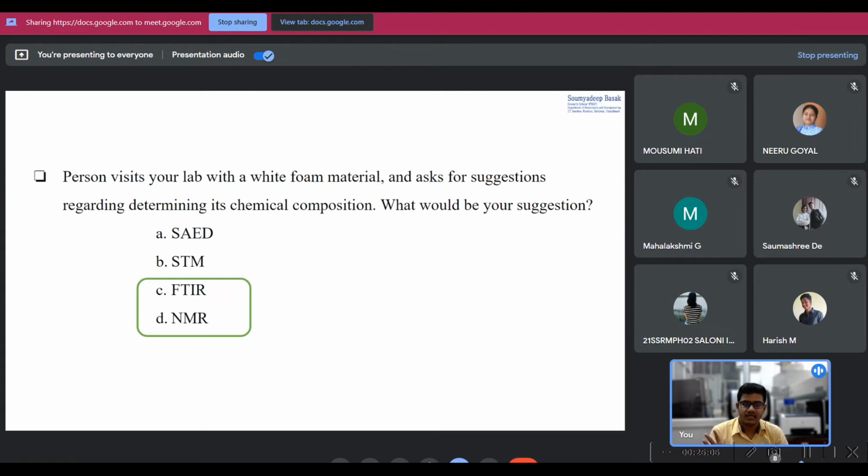And what are the other techniques for chemical composition determination? What can we use for surface chemical composition determination? What is the other technique? We have just studied. TLC, yeah, you can do. And we have just studied about it.